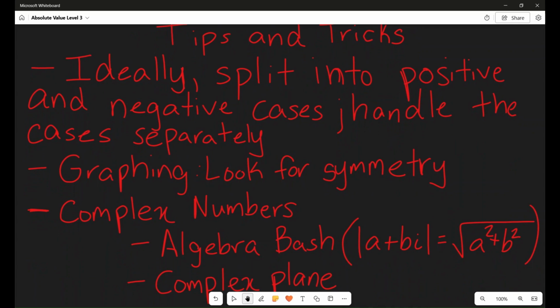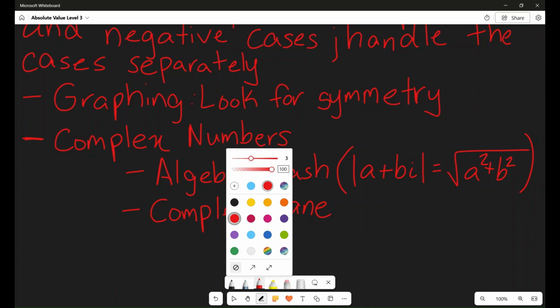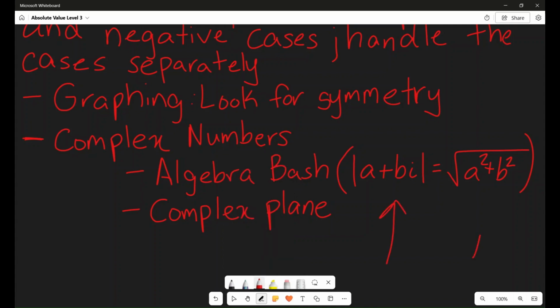And the next one is something we really saw in levels 1 and 2 when we were graphing. We're looking for symmetry so that instead of dealing with, say, 4 cases, if we have an x and a y, instead of dealing with 4 cases, we can deal with 1 and just multiply by 4. And the last tip I have here is when we're working with complex numbers. We did this a lot in level 2. We can either algebra bash, so that would be using this property here: the absolute value of a plus bi is the square root of a squared plus b squared. And if algebra bash is too complicated and too messy, then you can always resort to the complex plane and find a geometric approach to the problem.